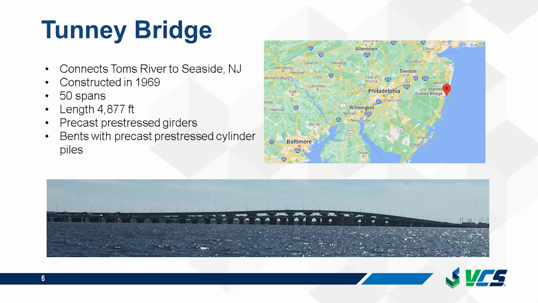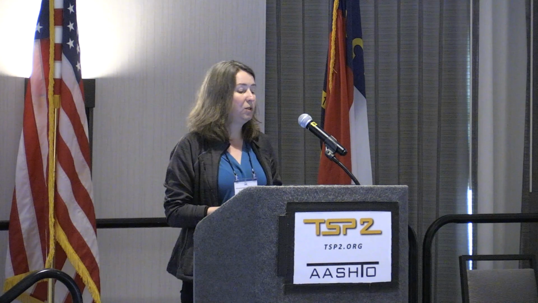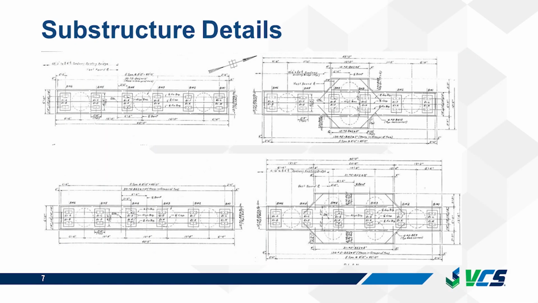As you can see in the photo, there is also a notable elevation between the abutments and the middle of the bridge to allow ships to pass under it. The deck is supported by precast pre-stressed girders, which are on top of bents with precast pre-stressed cylinder piles. This bridge has 4 different types of bents that range from 3 piles all the way up to 6 piles per bent. And this is a detail from the original drawings of the piles.